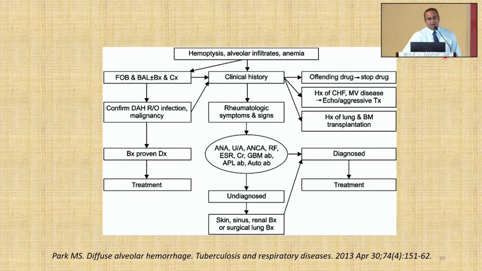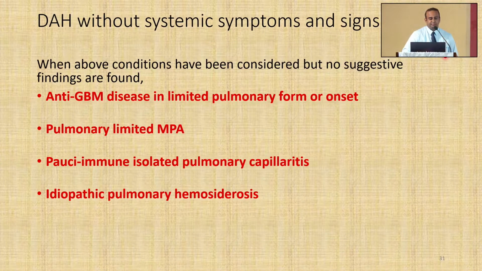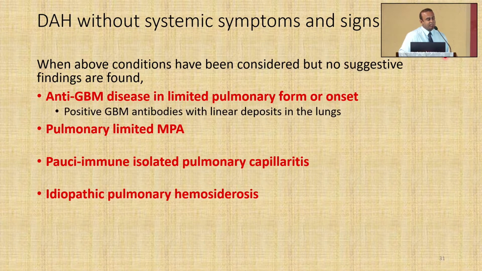So you see how important the clinical history and the clinical signs are in a patient coming with hemoptysis, alveolar infiltrates, and anemia. There are certain instances that we should come across presenting without those clinical signs and symptoms. So one instance is anti-GBM disease limited to the pulmonary form. In that case, positive GBM antibodies with linear deposits in the lung will be evident.